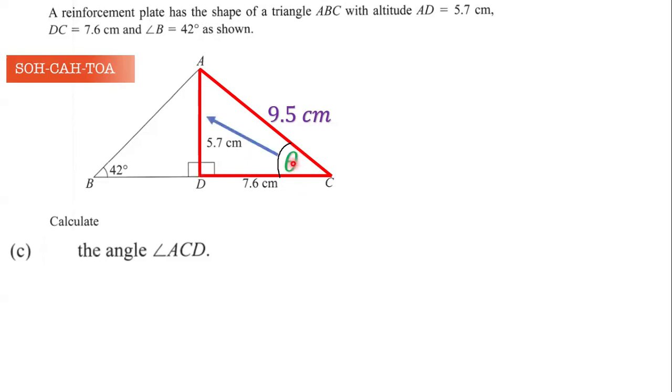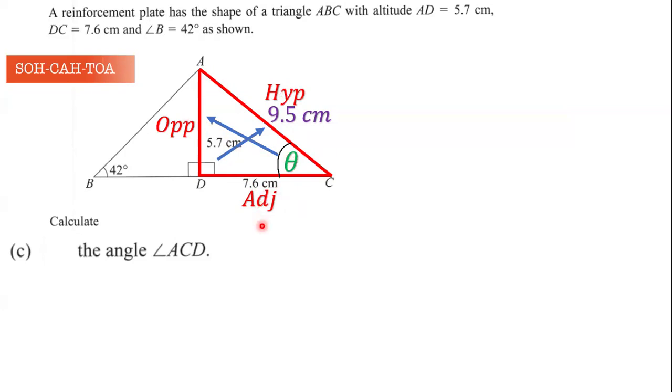Let's label this triangle. The side that is opposite theta, or the side that's opposite the missing angle, is what we call the opposite side. The side that's opposite the right angle is called the hypotenuse, and that's 9.5. And we figured that was 9.5 from part A of this video. The side that's left is the adjacent.